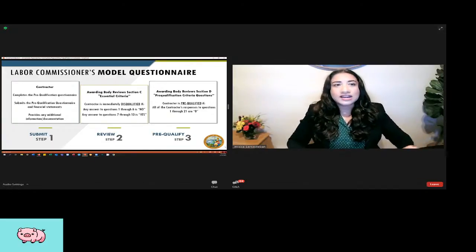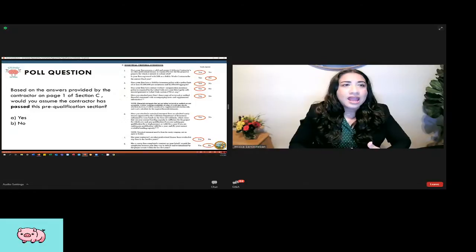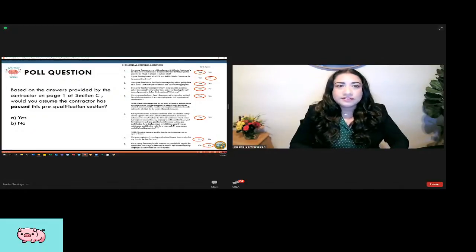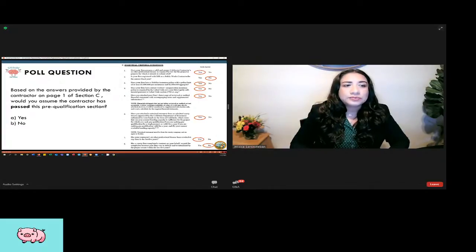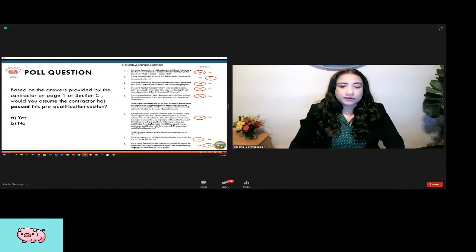This brings us to our next poll question. And so hopefully with this poll question, you are able to get a better understanding of some of the information I just provided, or at least a visual of some of that information. What you see here is page 1 of section C, the essential criteria questions, and marked on here are answers provided by a contractor. So based on the answers provided by the contractor on page 1 of section C, would you assume the contractor has passed this pre-qualification section? And you could go ahead and mark A for yes or B for no.